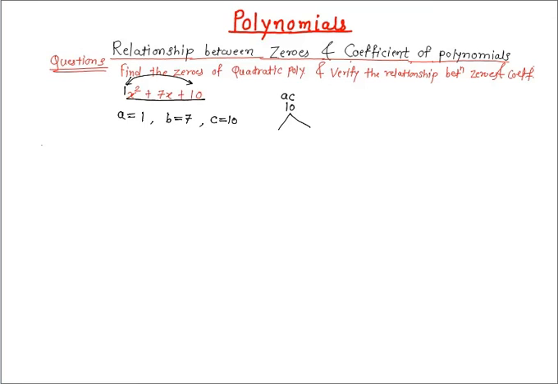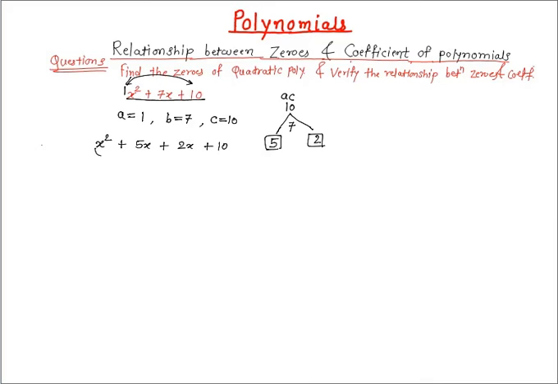Now what is the middle term we have? 7. So we need to split the middle term into two numbers in such a way that we should get product as 10 and the addition as 7. What can be those two numbers? 5 and 2. If you multiply these, you get 10, and if you add 5 and 2, you get 7. So let's put these values in the polynomial. What we get? x square plus 5x plus 2x plus 10.